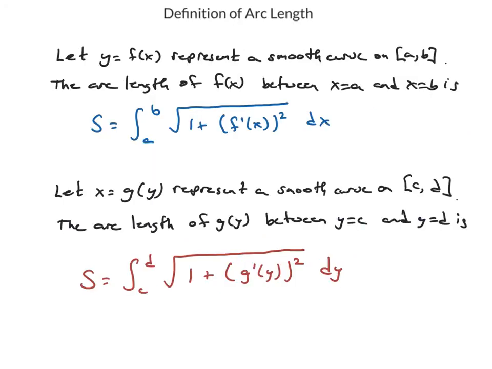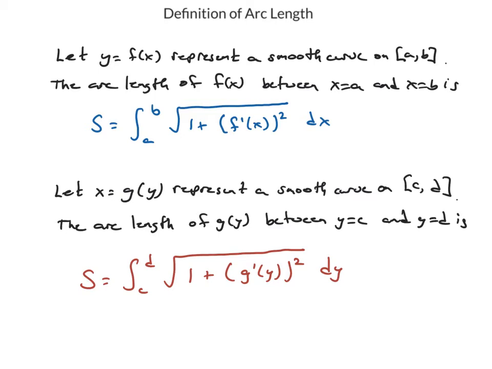And then we can formalize it here. In this case, we're going to let y equal f of x represent a smooth curve where x goes from a to b. The length of f of x between x equals a and x equals b is this integral, which we've just seen. We saw how that came about.